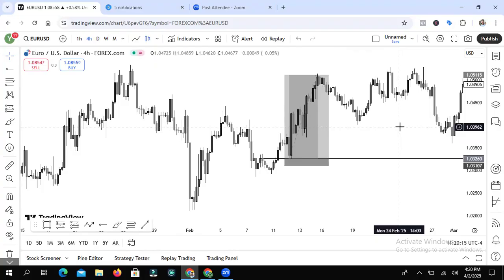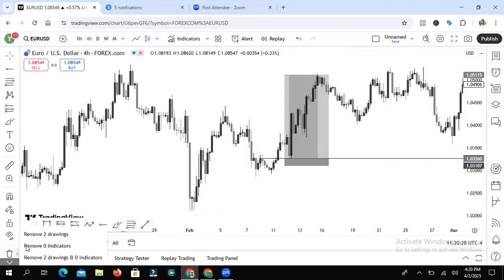So that is it about how to build buying bias and then how to get in on entries. So let me talk about entries, and then I do the backtesting.